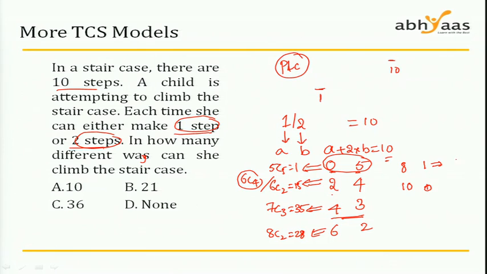Here there are totally 9 steps. 9 means I need to select at least one. 9 means I need to select one place where she can take 2 steps at a time. So that is equal to 9C1, and this is equal to 10C10.